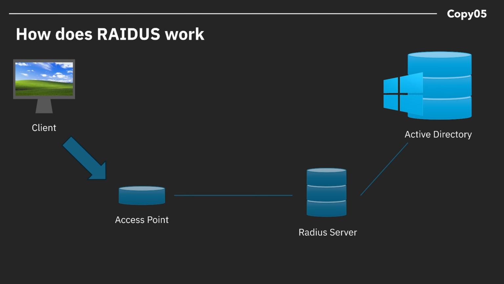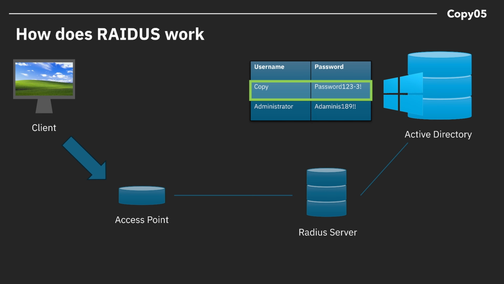First, we connect to the Radius client, in this case, an access point, using our credentials. The access point then forwards our credentials to the Radius server. The Radius server checks a database, in our case Active Directory, to verify if the credentials are valid. If they are valid, the server responds with an authentication approval, and we're now connected to the Wi-Fi.